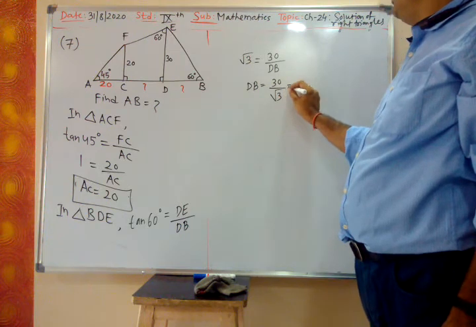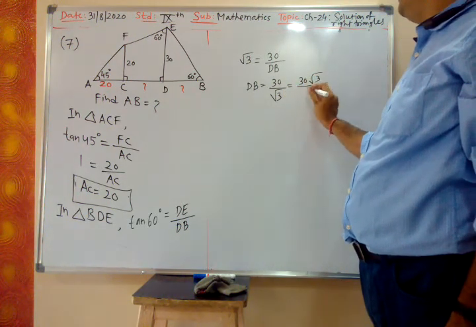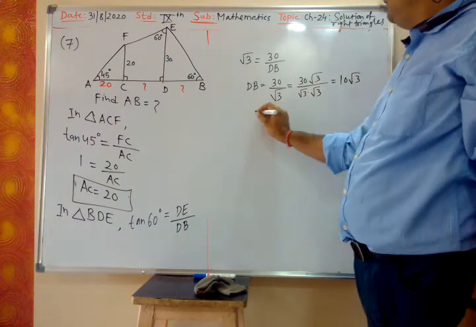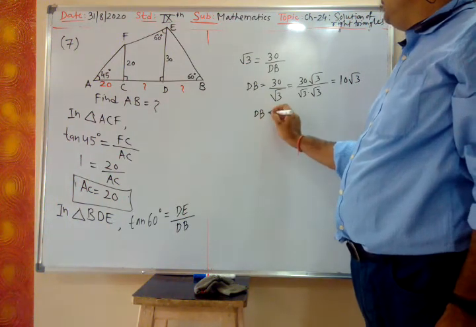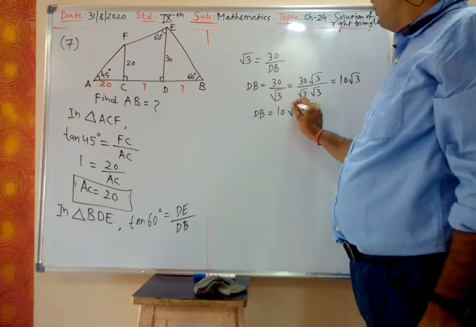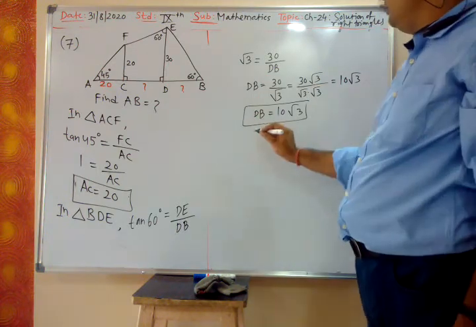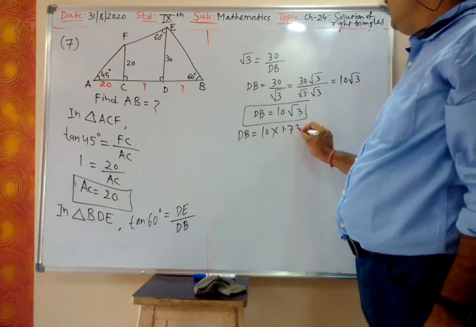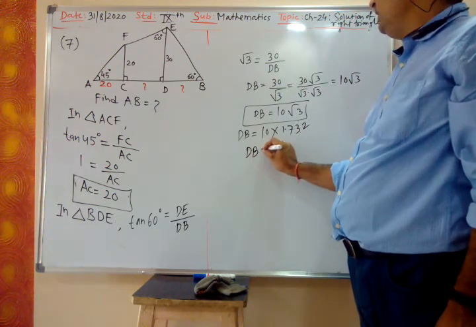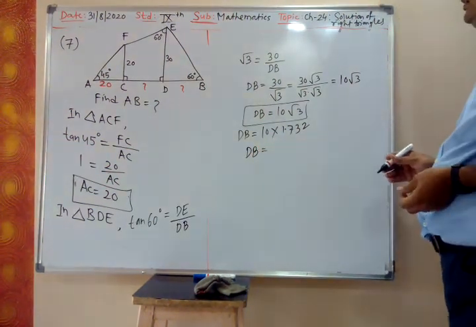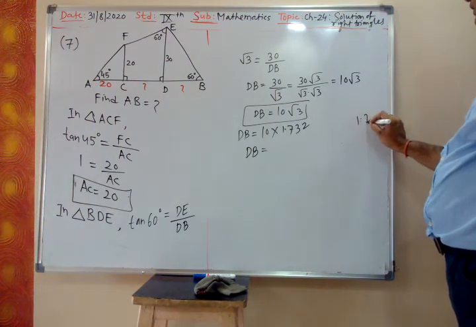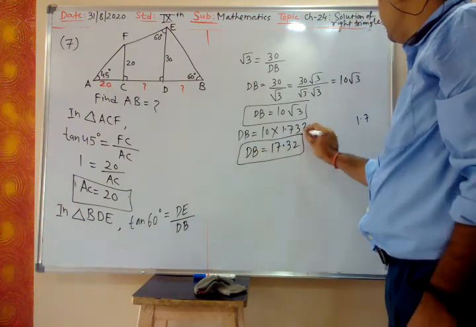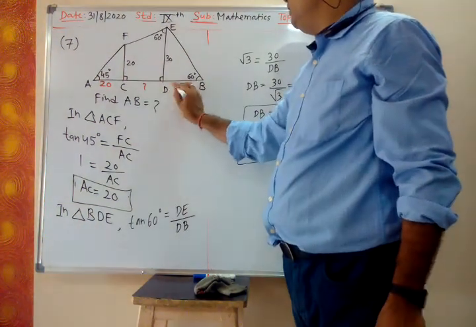30 upon root 3, rationalize the denominator: multiply and divide by root 3. Root 3 into root 3 cancels, so that is 10 root 3. So DB is 10 root 3. You can find the value of root 3, no problem. So DB is 10 into 1.732, which is 17.32. This is my DB, 17.32.